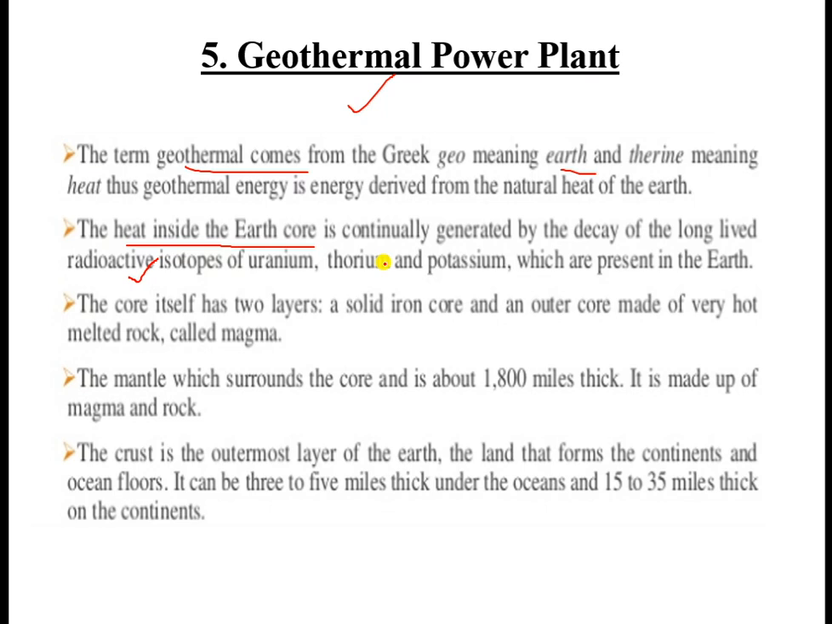That heat can be utilized, and it in turn leads to the formation of magma, which gives certain kinds of iron core or ores, and melted rocks, which is nothing but the magma. These kinds of things are continuously going on inside the earth crust, you can say.